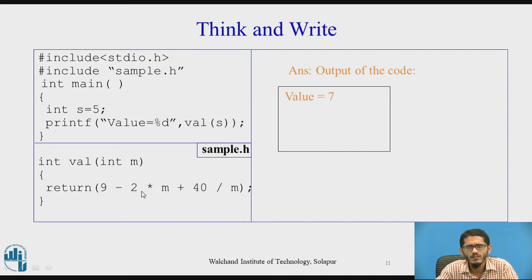As we can see, the precedence of operators rule is being applied. The operators star and slash will be given first priority. So therefore 2 into 5, 10 will be evaluated first. Then 40 divided by 5, 8 will be evaluated. After we have these two values evaluated, we perform 9 minus 10 equal to minus 1, plus 8 equal to 7. So therefore you get the output as 7.